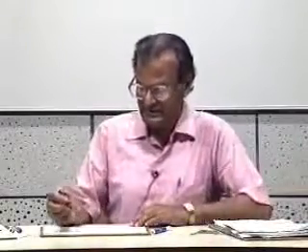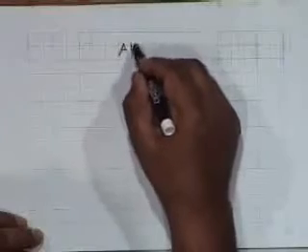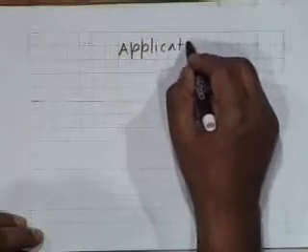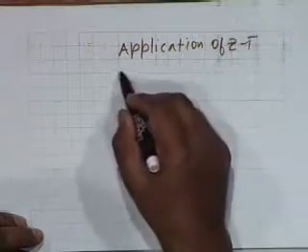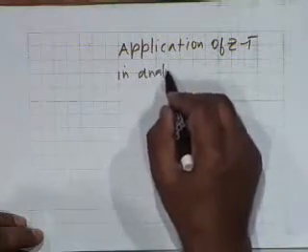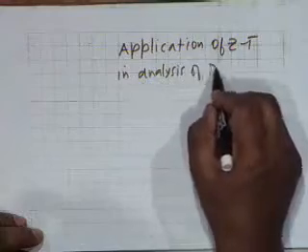And this brings us to the close of properties, and then you see we have a brief discussion on application of Z transform in the analysis of discrete time systems.